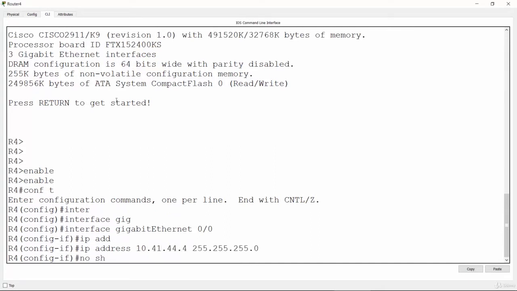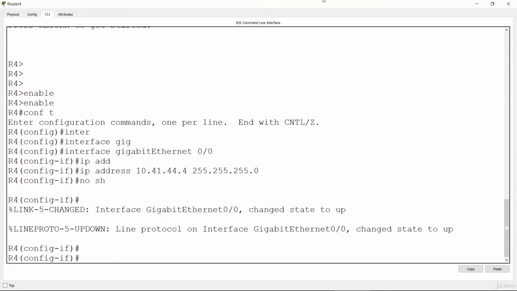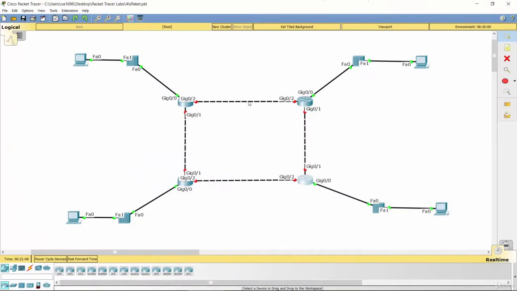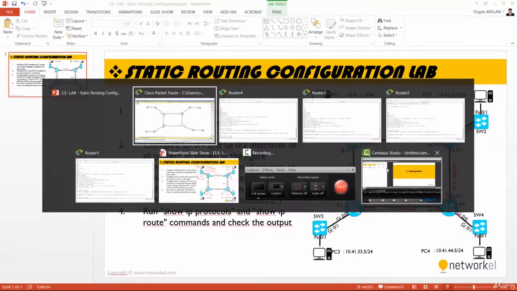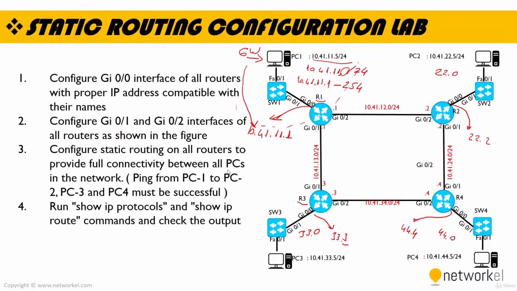And no shut. It's okay. That's pretty cool. And I configured all my Gig0/0 interfaces of all routers with proper IP addresses, and they are compatible with their names. Woo! That's great. The first action was taken, and let's get into the second step.